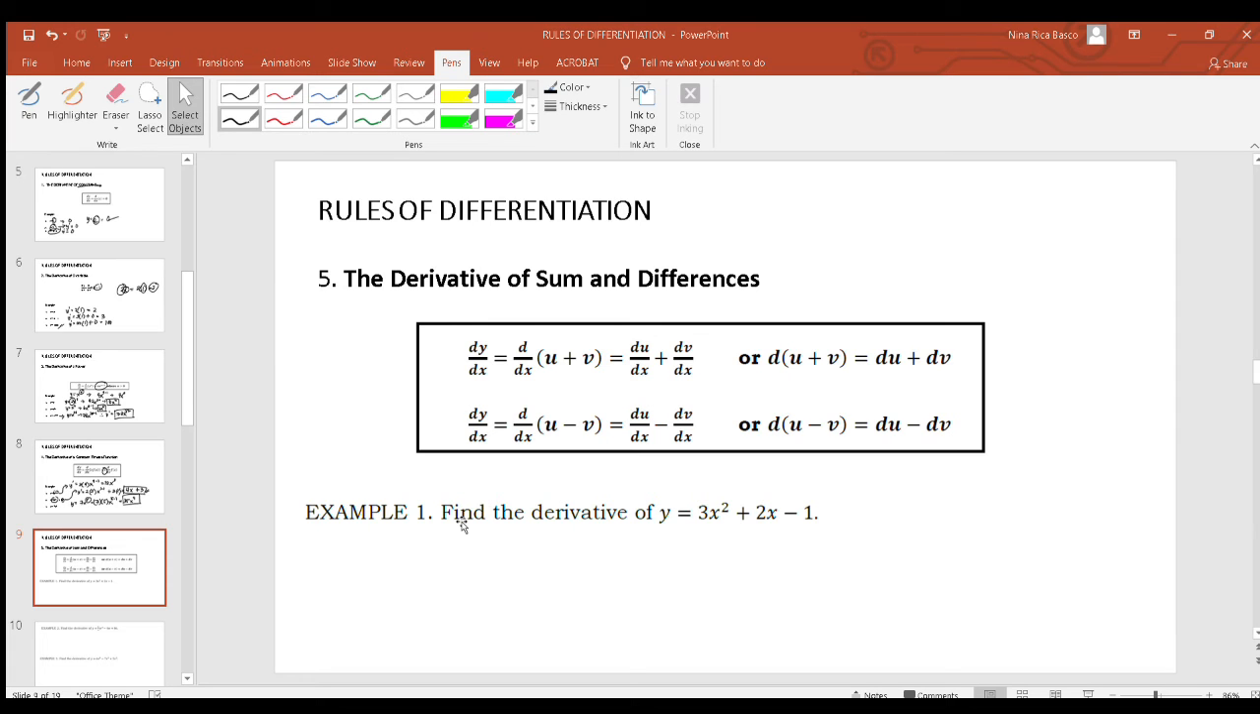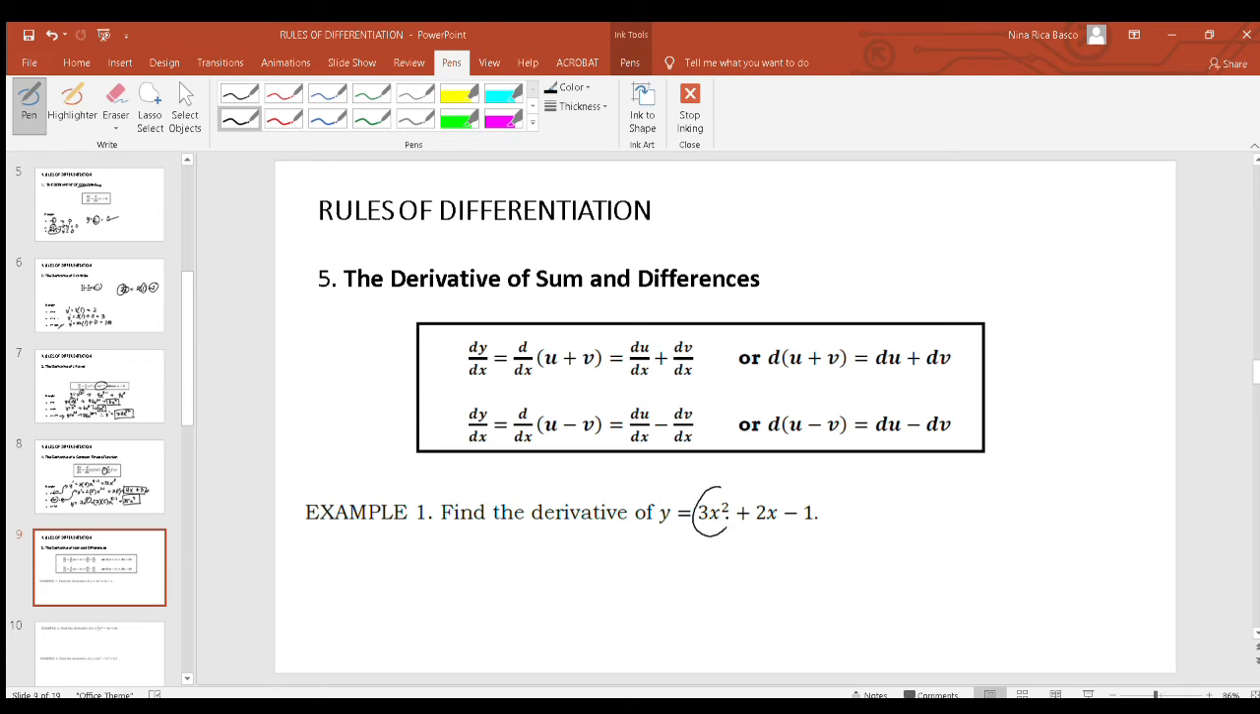How about the derivative of sum and differences? Well, of course, kung ano yung operation nila, iyon ang gagamitin natin for the sum and differences. Kung addition, mag-add tayo ng derivatives. If subtraction, syempre mag-subtract tayo ng mga derivatives. For example, find the derivative of y is equals to 3x squared plus 2x minus 1.